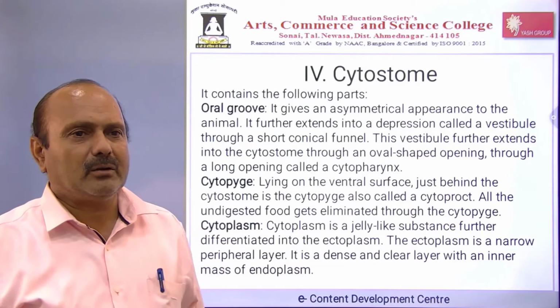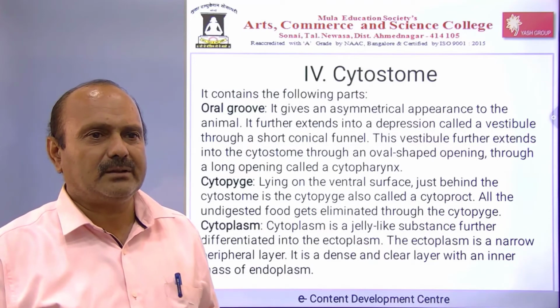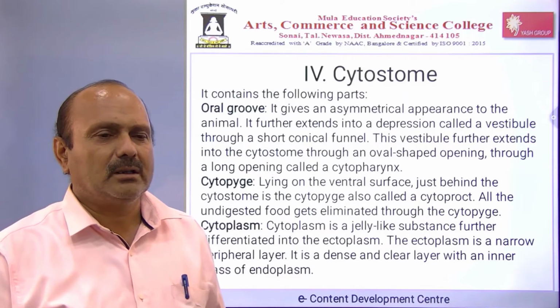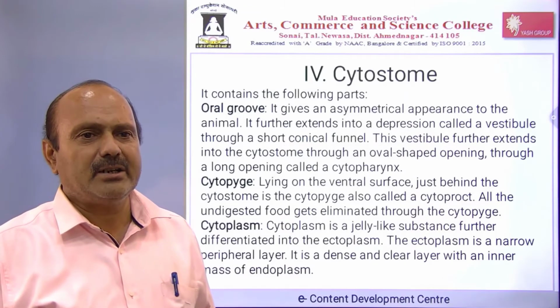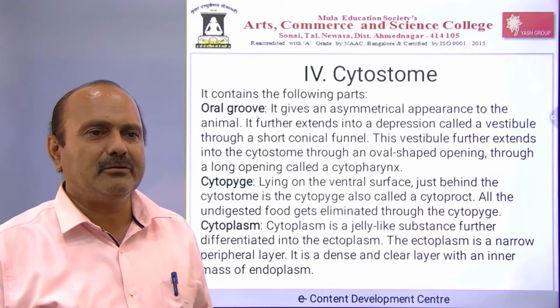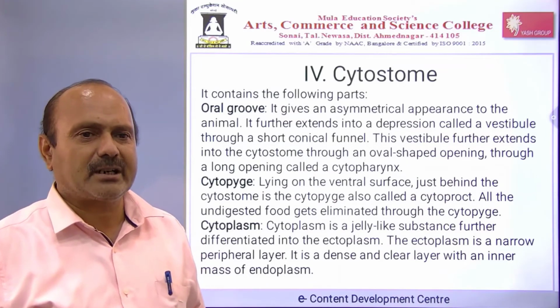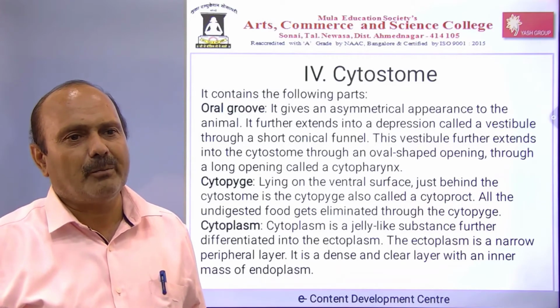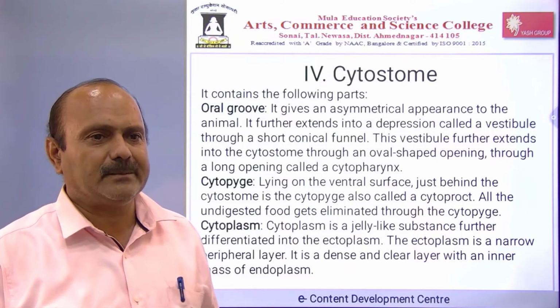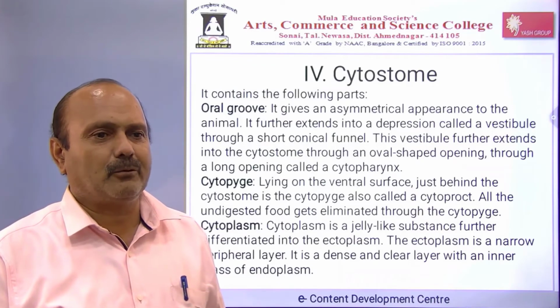There is another part called the cytostome. The cytostome has two parts, like the oral groove. It has an asymmetrical appearance in the animal. It further extends into a depression called the vestibule. The vestibule, which is like the mouth of the Paramecium, is a conical funnel-shaped structure. The vestibule further extends into the cytostome through an oral-shaped opening. This long opening is called the cytopharynx. The cytopharynx also plays an important role in the food digestion process.